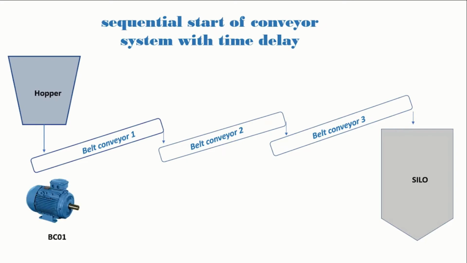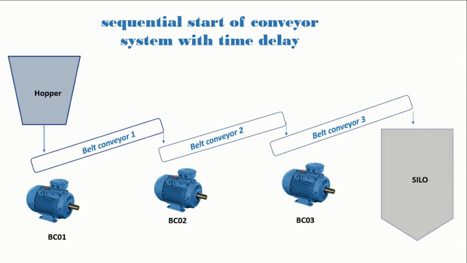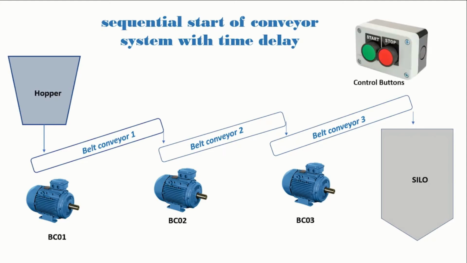We'll be having the motors that will be driving the conveyors. The tags that will be given to our project will be BC01 for belt conveyor 1, BC02, and BC03 for belt conveyor 3. Then at the top we have a look at the control buttons. We will have a single start button that we will press to start the process, and a single stop button that we will press to stop the process as well.